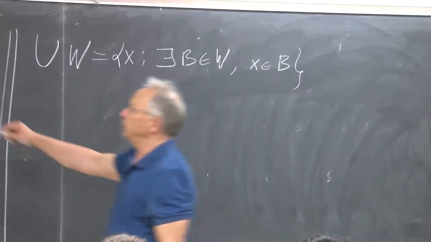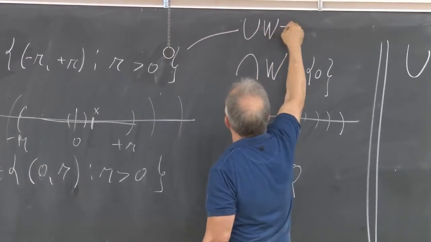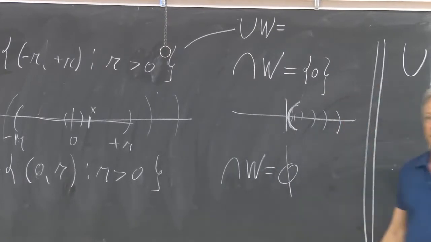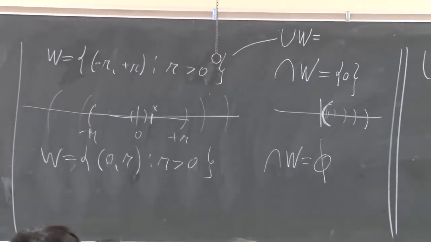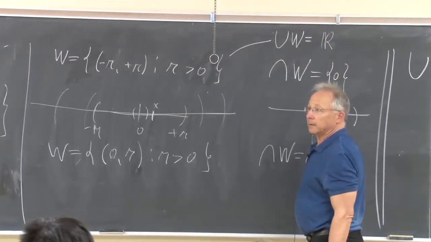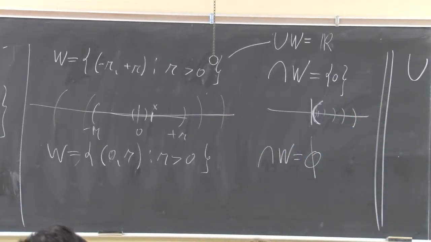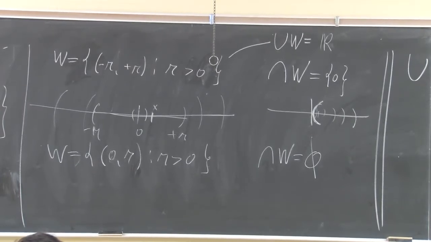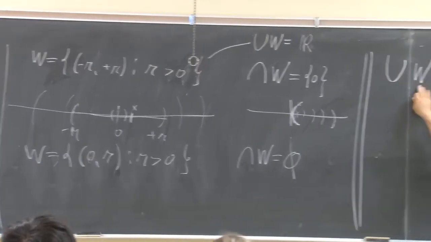So for example, what will be here? If I take this W, what will be the union of W? If I take all the numbers that belong to at least one of those sets. Yes? All the real numbers. It will be the set of all real numbers. Every number will be there, because for every number there exists a big enough interval that will pick it into the set. So we can extend the operations of intersection and union to apply to a set of sets.